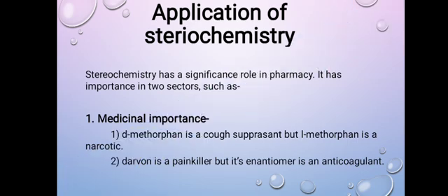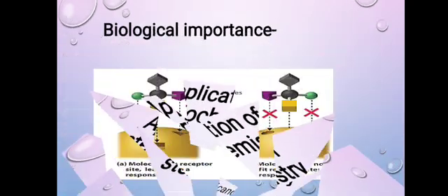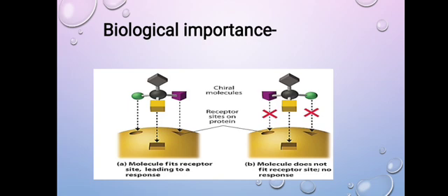Application of stereochemistry in chiral carbon. Stereochemistry has a significant role in pharmacy. First one, medicinal importance. D-methorphan is a cough suppressant, and second one, Darvon is a painkiller used in pharmacy. Biological importance of chiral molecules: the two mirror images are differentiated by chiral molecules.